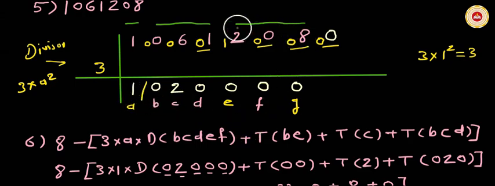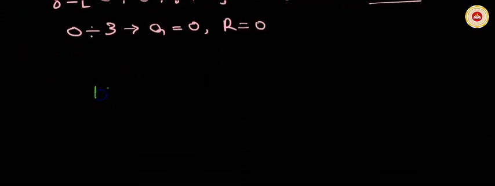We have covered all the digits in the given number. Now let us write the final answer: 1 0 2 0 0 0 0.